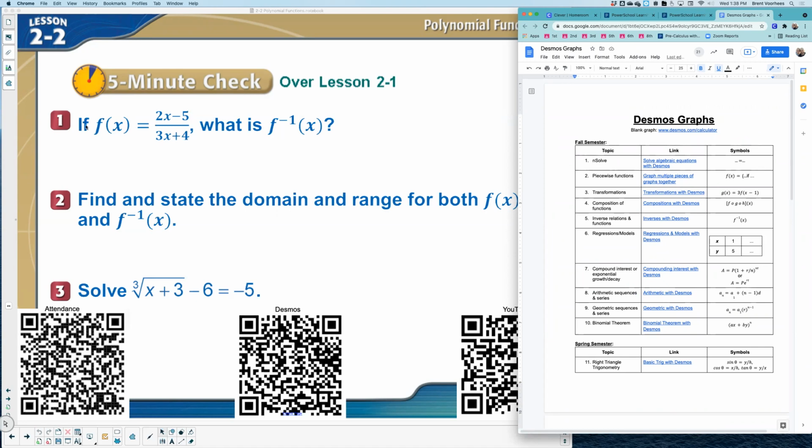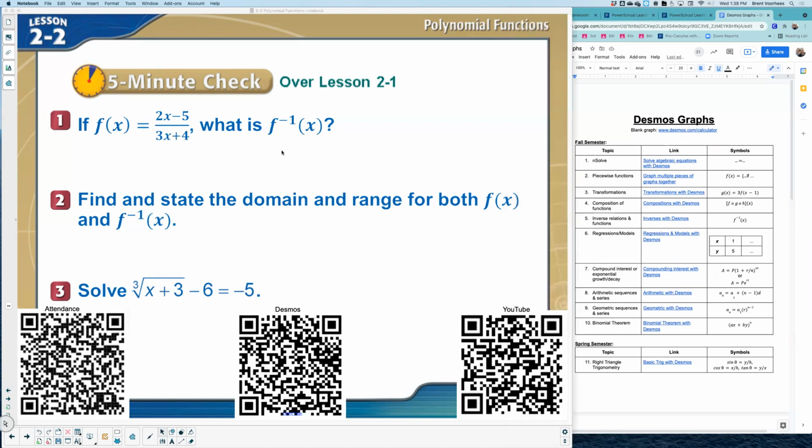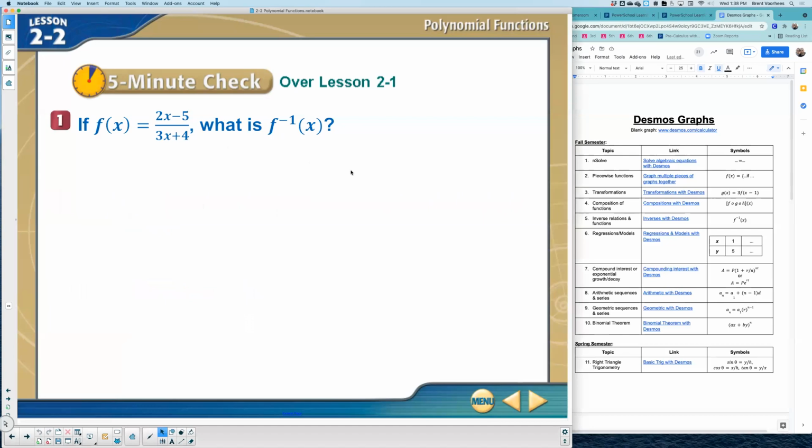Number 1 says if f of x equals this, what does that symbol mean? Inverse. And I'm going to make it its own page. This is saying, what is the inverse? Now, y'all might know the algebra. What's the algebra required to solve for an inverse? We switch x and y. But now I'm going to show you a technique of using a calculator.